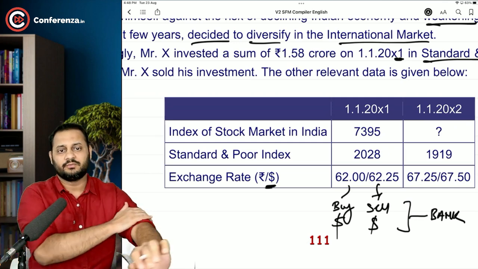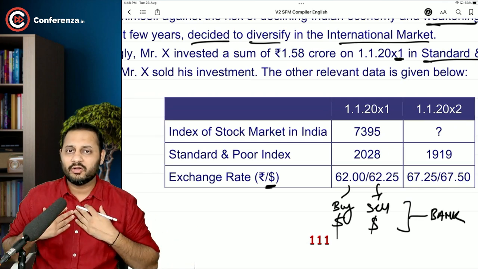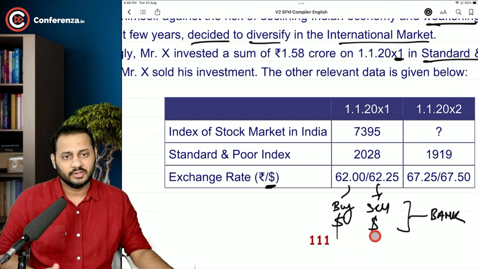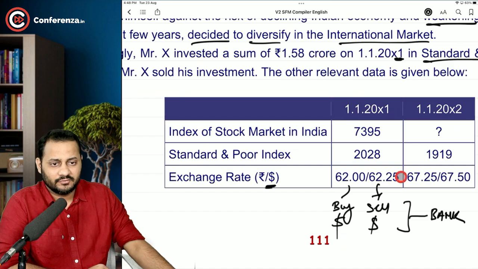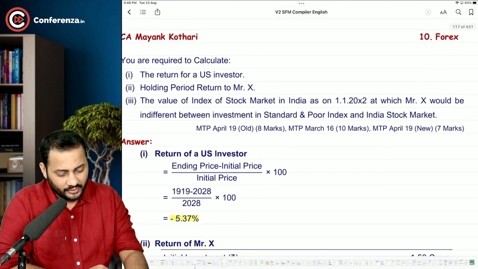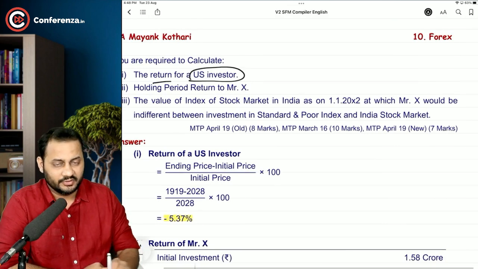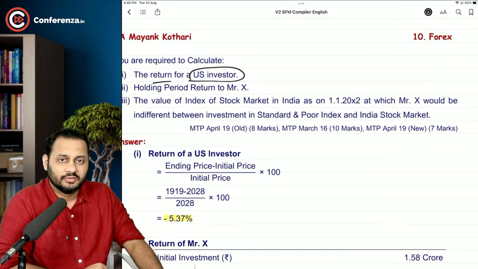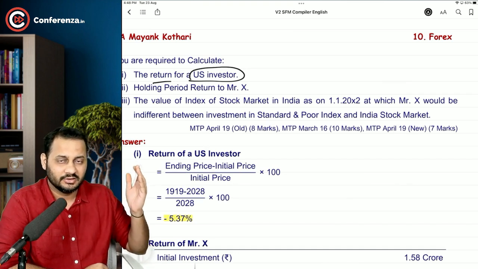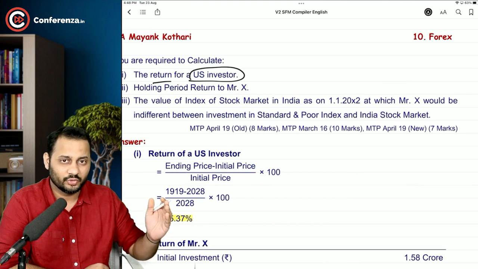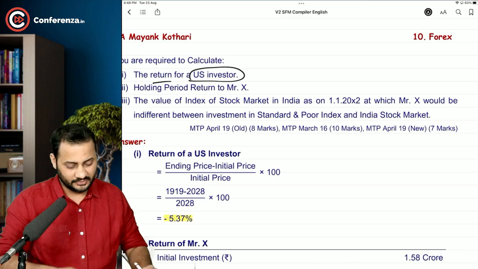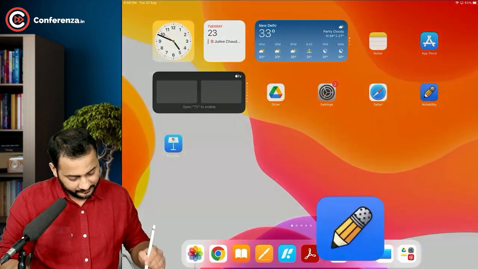So write it like this. Okay. So if you want to buy dollars, bank will sell dollar and the rate will be this. Okay. The other relevant data is as follows. Okay, great. Now, you are required to calculate the return for US investor. US investor means what is the investment in US dollars and what is the proceeds when he sold his investment in US dollar, and the difference between two will be the investment return.